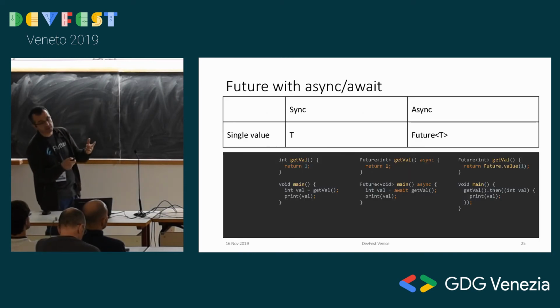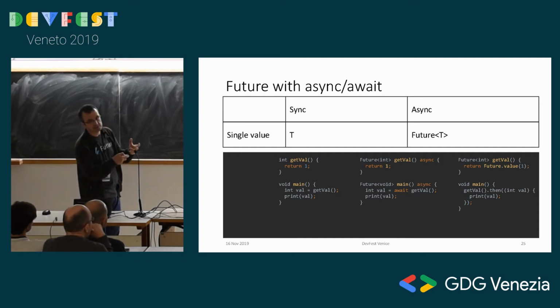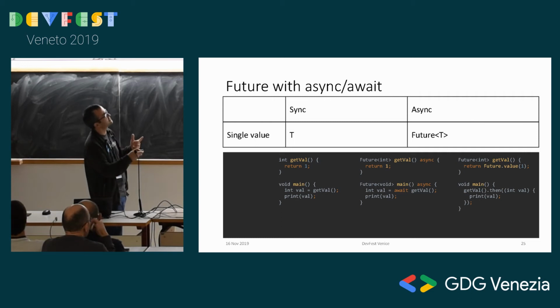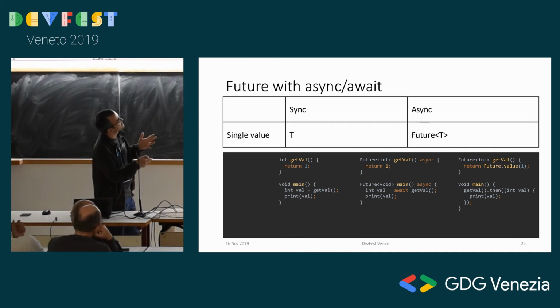So let's look at our single value future example again. This was our sync code. This was our async code with the handler callback function. And this is our Dart syntactic sugar added to it. So as you can see, it looks very much like the sync code, right? int val, getVal, int val, await getVal, print val, print val. So it looks very much like the sync code. But this is actually async code. This works like this in the background, behind the curtains, okay, under the hood. So what's different here? Let's see.